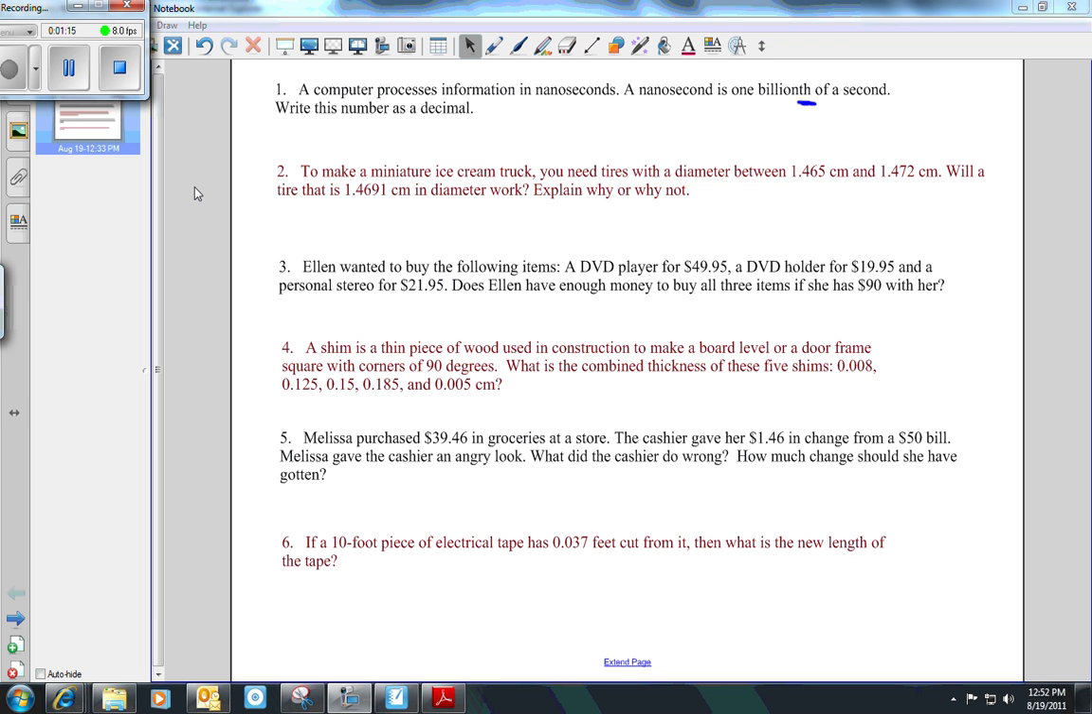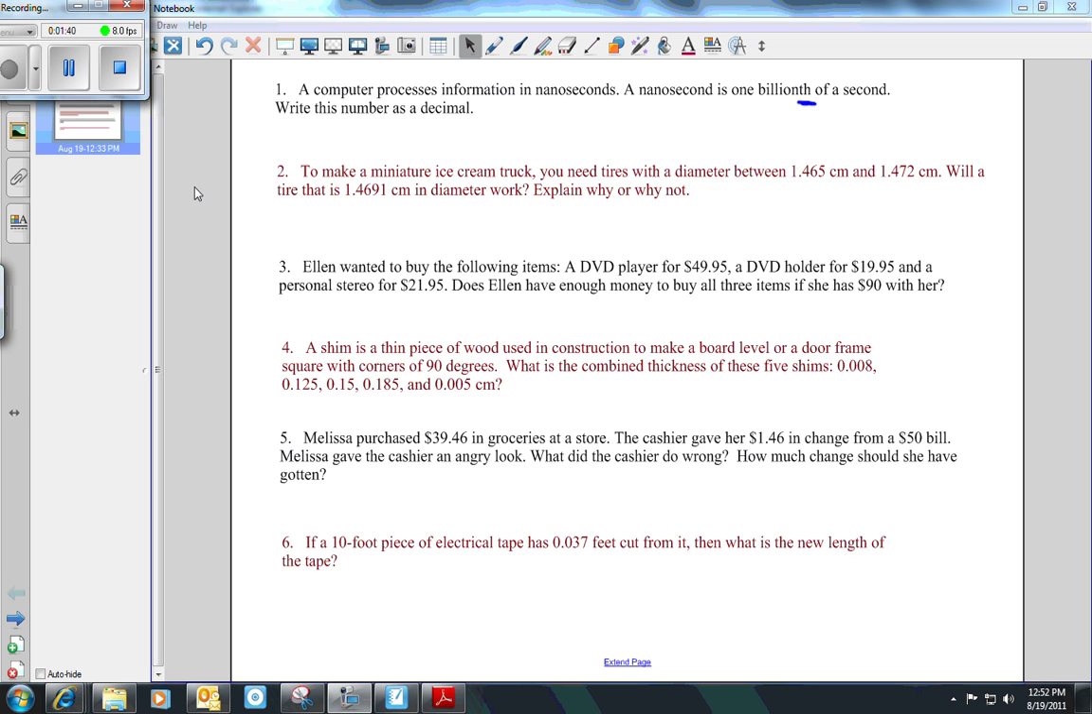For number 2, to make a miniature ice cream truck, you need tires with a diameter between 1 and 465 thousandths centimeters and 1 and 472 thousandths centimeters. Will a tire that is 1 and 4,691 ten-thousandths centimeters in diameter work? Explain why or why not.